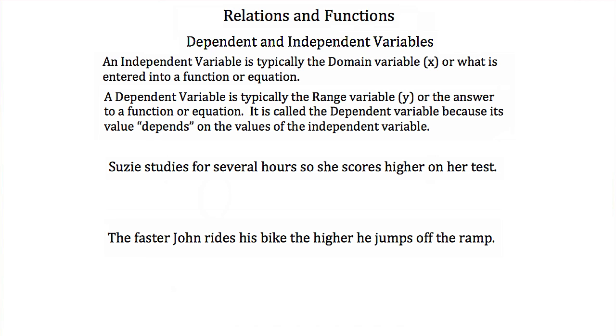Now let's talk about dependent and independent variables. An independent variable is typically the domain variable, or x. It's what's entered into the function or equation to get your answer. A dependent variable is typically the range variable, y, or the answer to a function or equation. It is called the dependent variable because its value depends on the values of the independent variable. So let's do a couple examples here and see if we can make this any clearer.